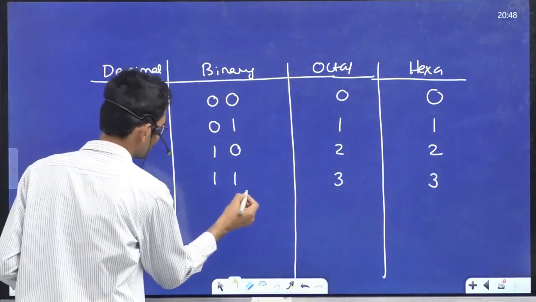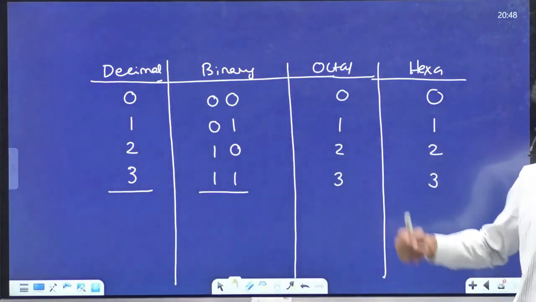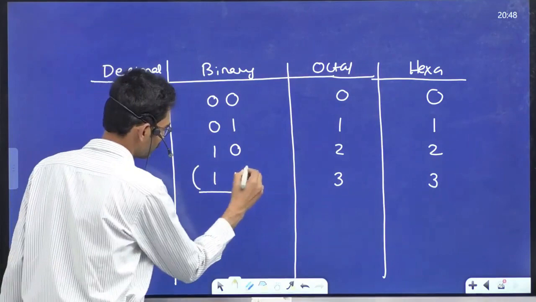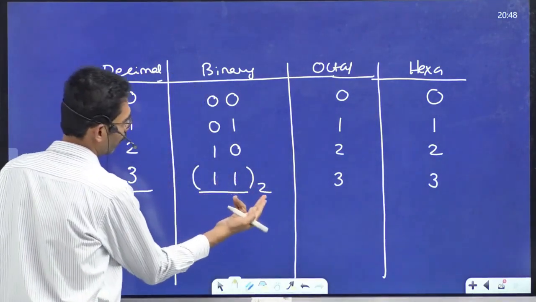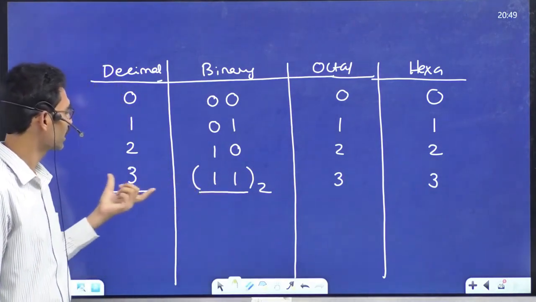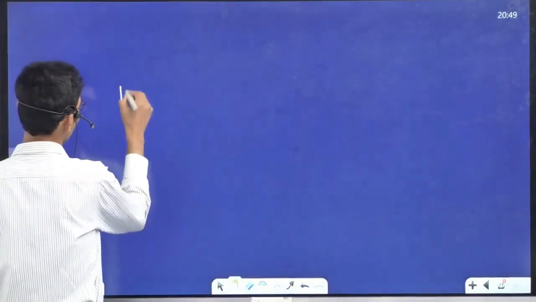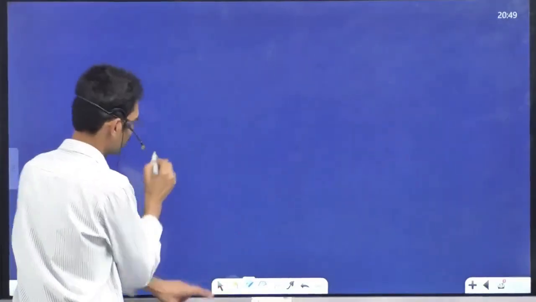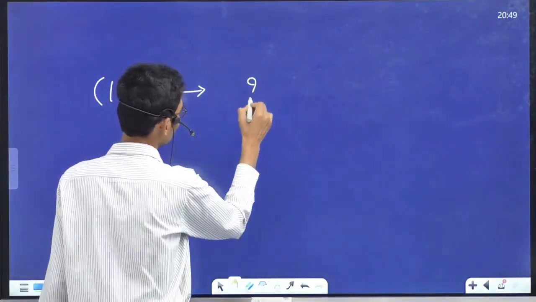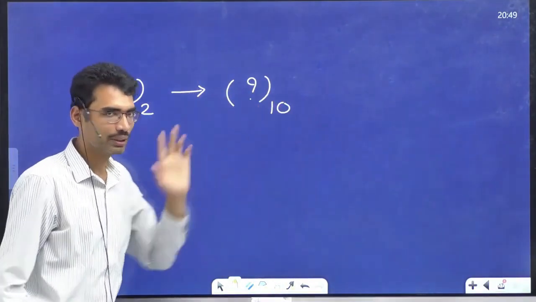Now how can you convert this binary system to the decimal system? This is important; UPSC used to ask, and EPFO questions can be asked. If 11 is binary, what is the equivalent in the decimal system? In this table we can easily understand that 11 means 3 here, but how do you calculate? This is how questions can be asked.